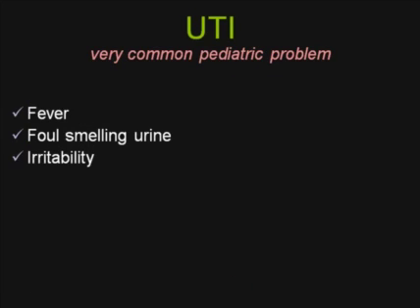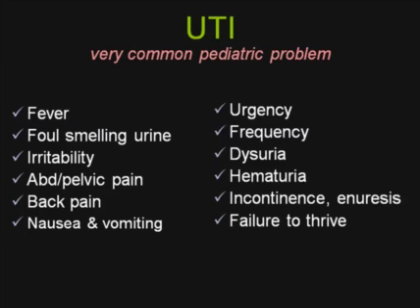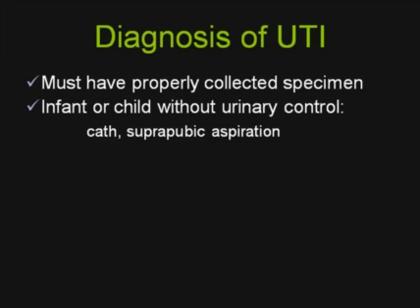The younger babies tend to present with fever, foul-smelling urine, and irritability, while the older children may actually articulate the fact that they have abdominal or pelvic pain, back pain. They may describe nausea and vomiting. They may also present with urgency, frequency, dysuria, hematuria. At times, children who are trained will suddenly develop incontinence, enuresis, and there are others who come in with failure to thrive. In order to make the diagnosis of urinary tract infection, one must have a properly collected specimen.